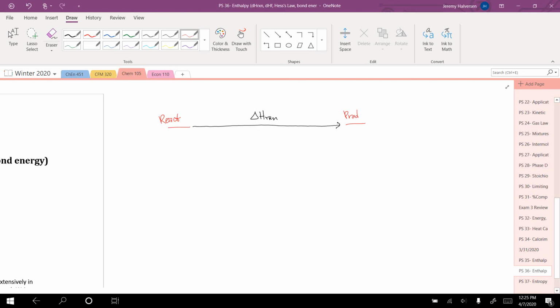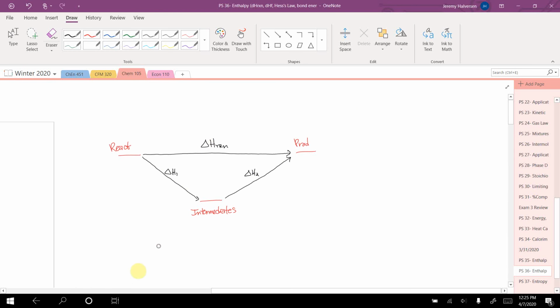So there's three different paths that we're going to take. The first path is to go from reactants to intermediates, meaning other molecules that we know the reactions for. We go from reactants to our intermediates to our products. There we're going to get a delta H1 there, delta H2 there. And we know that if we can get from reactants to intermediates and intermediates to products, then those delta H's will add up to the delta H of the whole reaction.